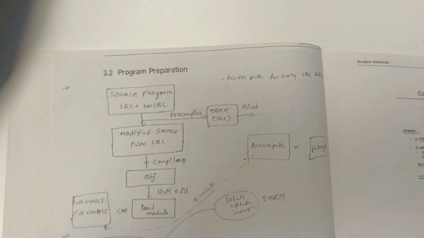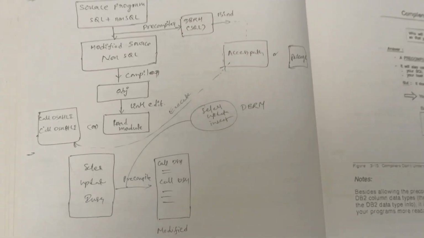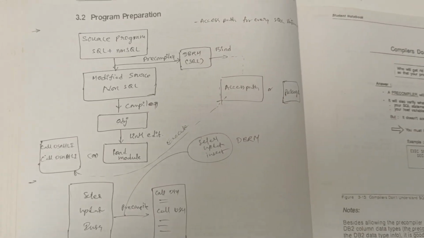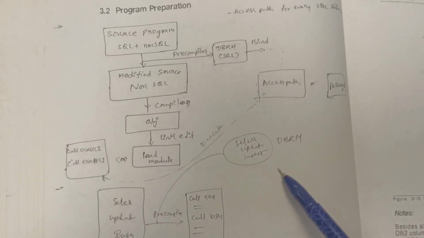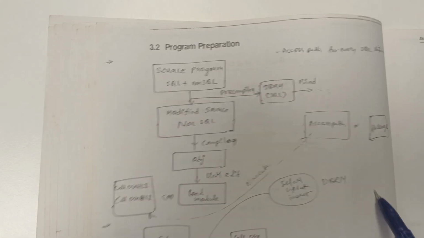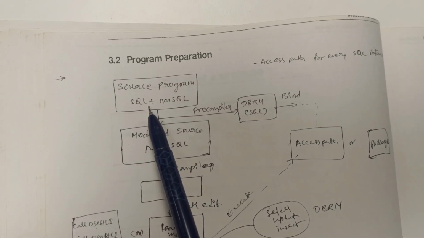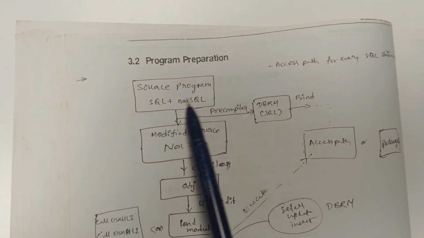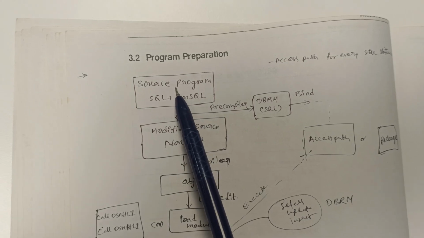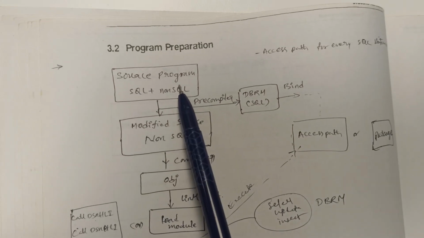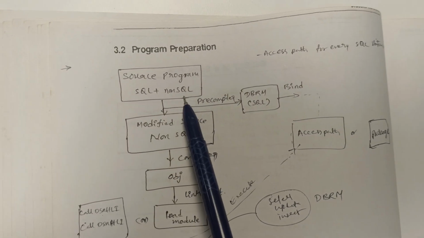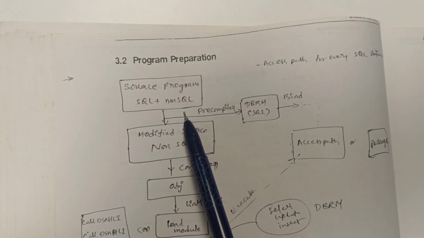And the next topic, the main important topic for DB2, is program preparation. This is the structure of program preparation for DB2. Initially, how does the system work inside? This is the source program with SQL and non-SQL statements, because the source program has SQL statements and other non-SQL statements, meaning COBOL statements.